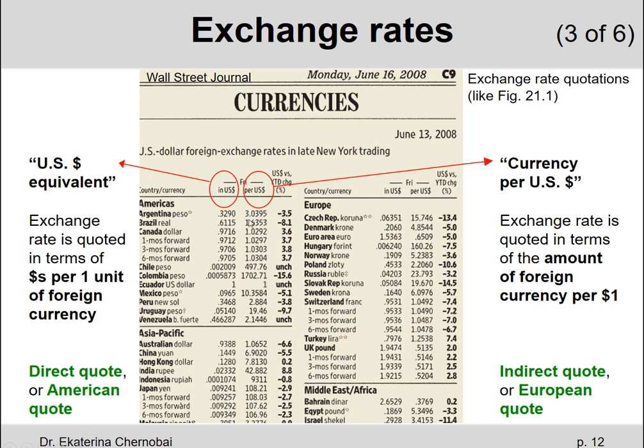What does the number for the Argentinian peso mean? The number is 3.0395. It means $1 equals 3.0395 Argentinian pesos. So the 2 columns for each country show the 2 different ways that the exchange rate between the US dollar and that country's currency can be expressed.